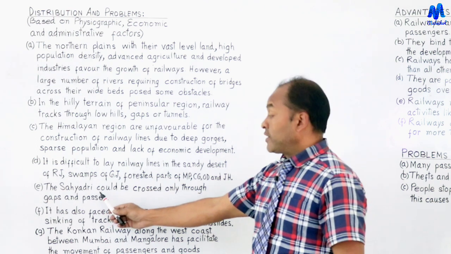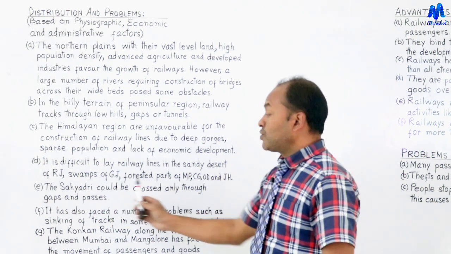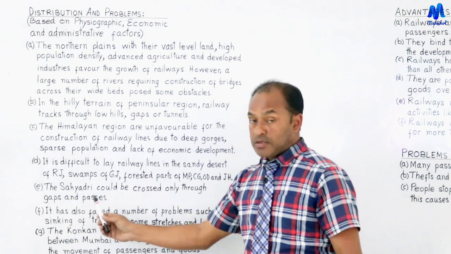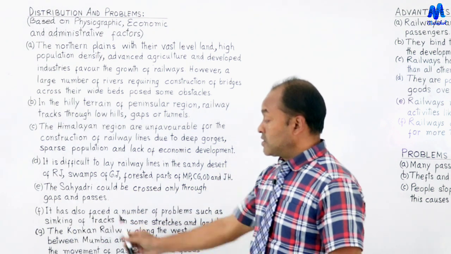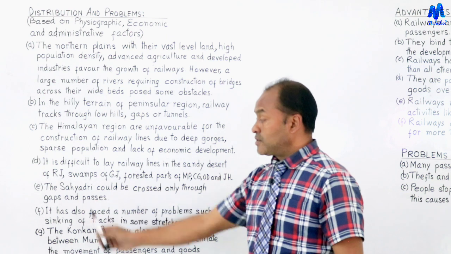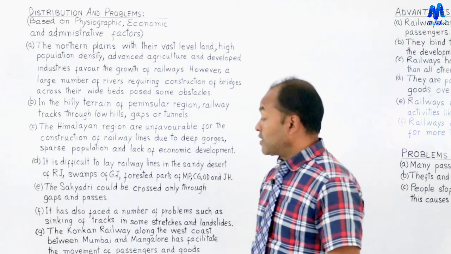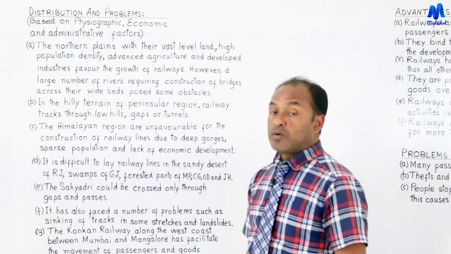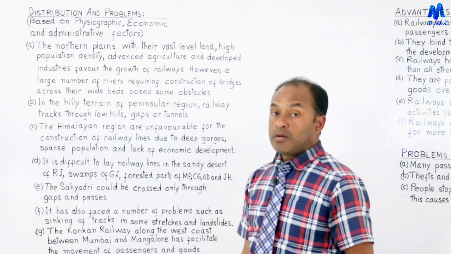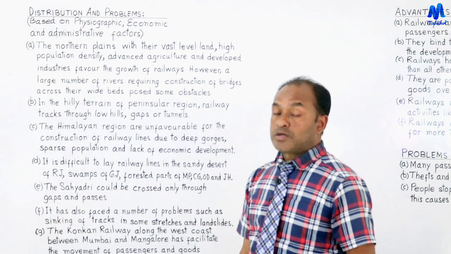This hilly range could be crossed only through gaps and passes. Okay, hill passes, mountain passes, or gaps. Only through that they can be crossed. Why? Because of the hard igneous rock type.